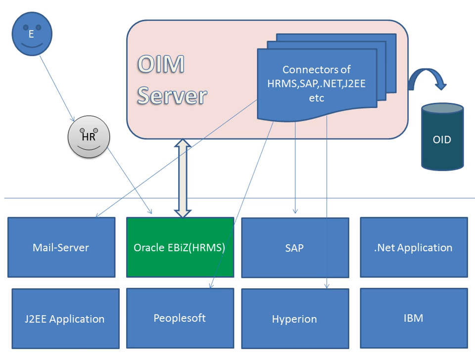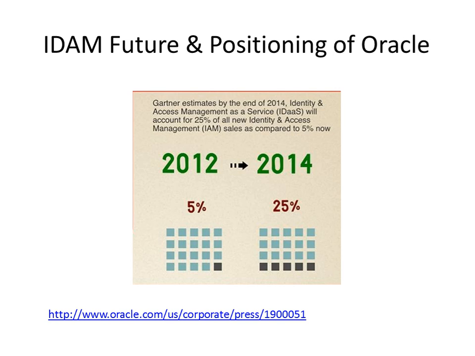Now, what is the future of Oracle? What is the positioning? I always quote from an authenticated source. The Gartner survey says that in 2012 the market demand for IDM products was 5%, which is going to increase to 25% in 2014. This is the Gartner survey from which I have taken the clip. And what is the positioning of Oracle? Oracle is not the only vendor here in the identity market. There are other competitors as well.